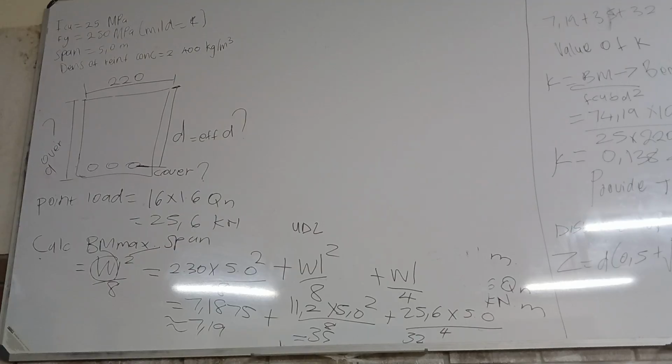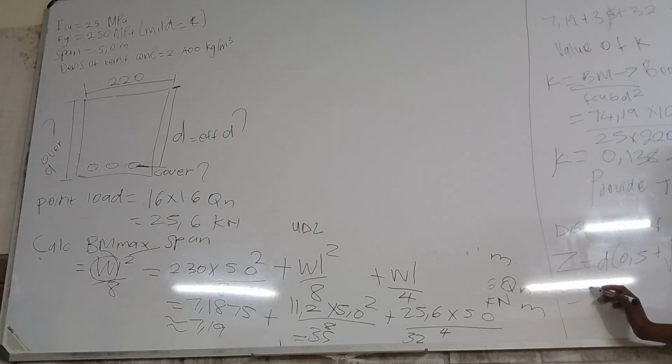Is the formula complete? No. Since K is less than K prime, the formula must specify that Z is less than or equal to 0.95 d. This is not necessary if K is greater than K prime; you only do this if K is less. If K is greater, you can't use this formula. Now K is less, so our formula is Z less than or equal to 0.95 d, substituting effective depth.